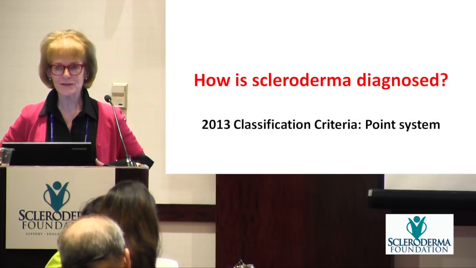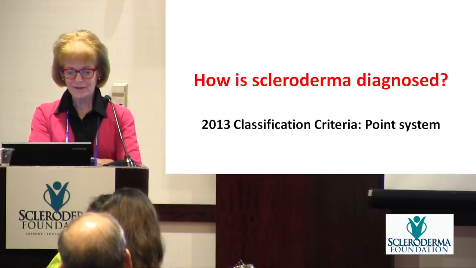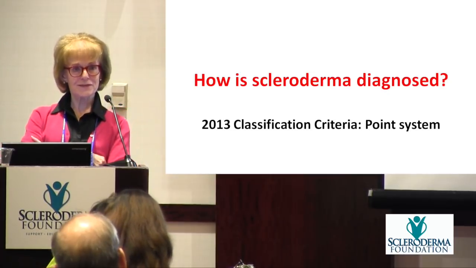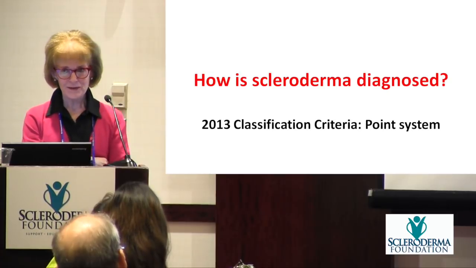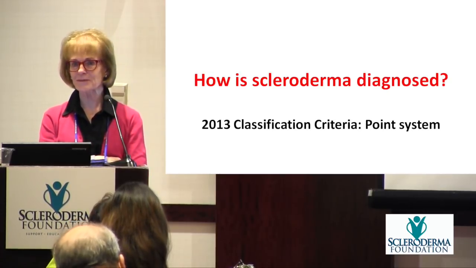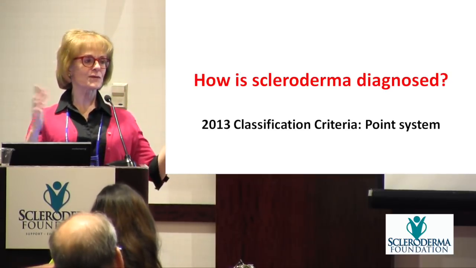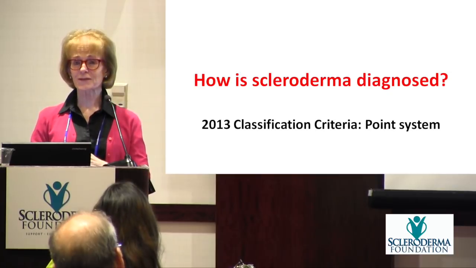Okay, so how is scleroderma diagnosed? I was part of the committee that established the classification criteria. It used to be very simple, but you know how things are. When you have a committee that's going to decide them, it becomes much more complex. One of the problems with the old criteria is that it missed 10 to 15% of scleroderma patients.